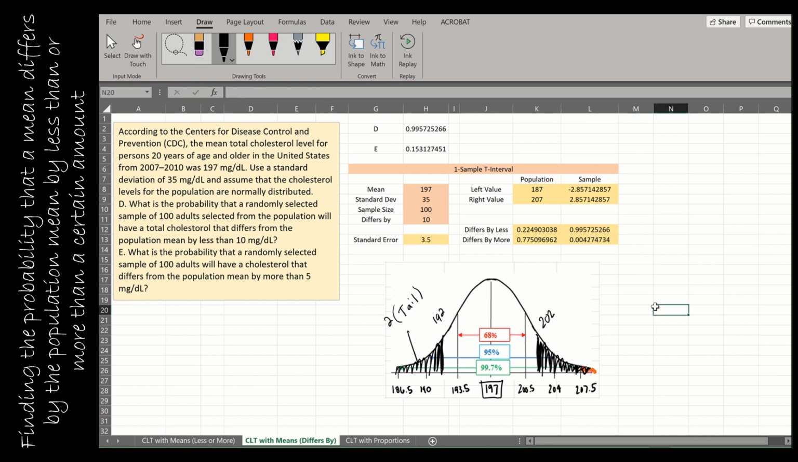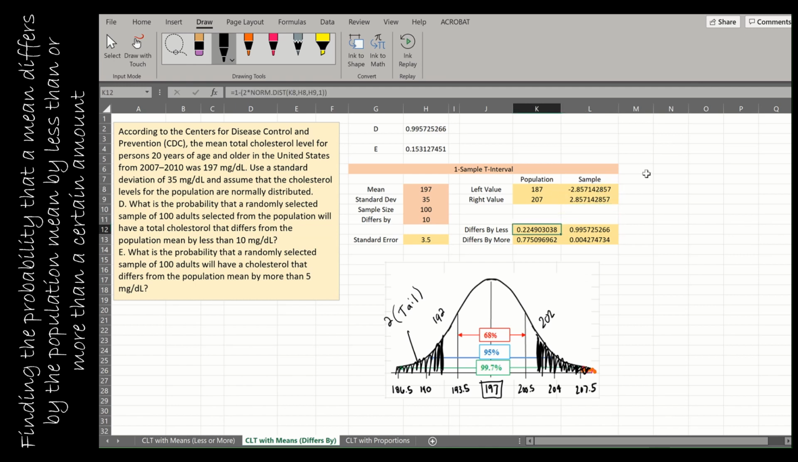But let's take a look at where all of the formulas came from. For the population, again, the left-hand value, we're just taking H8, which is the mean, and we're going to subtract this value, and we're going to add that value. And that's where the 187 and 207 came from. And then this is just the regular z-score formula.